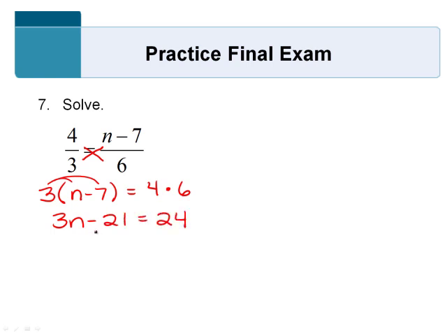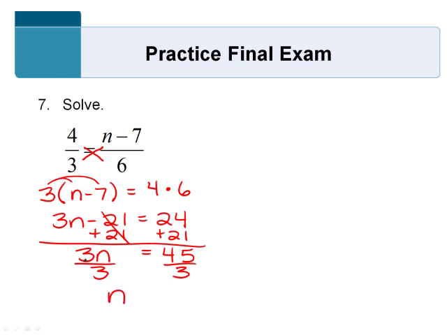Okay. Now we need to add the 21, get rid of that constant, plus 21. So 3n comes down, the 21's cancel, and we have equals 45. Divide by 3, and n comes down, and it equals 15.